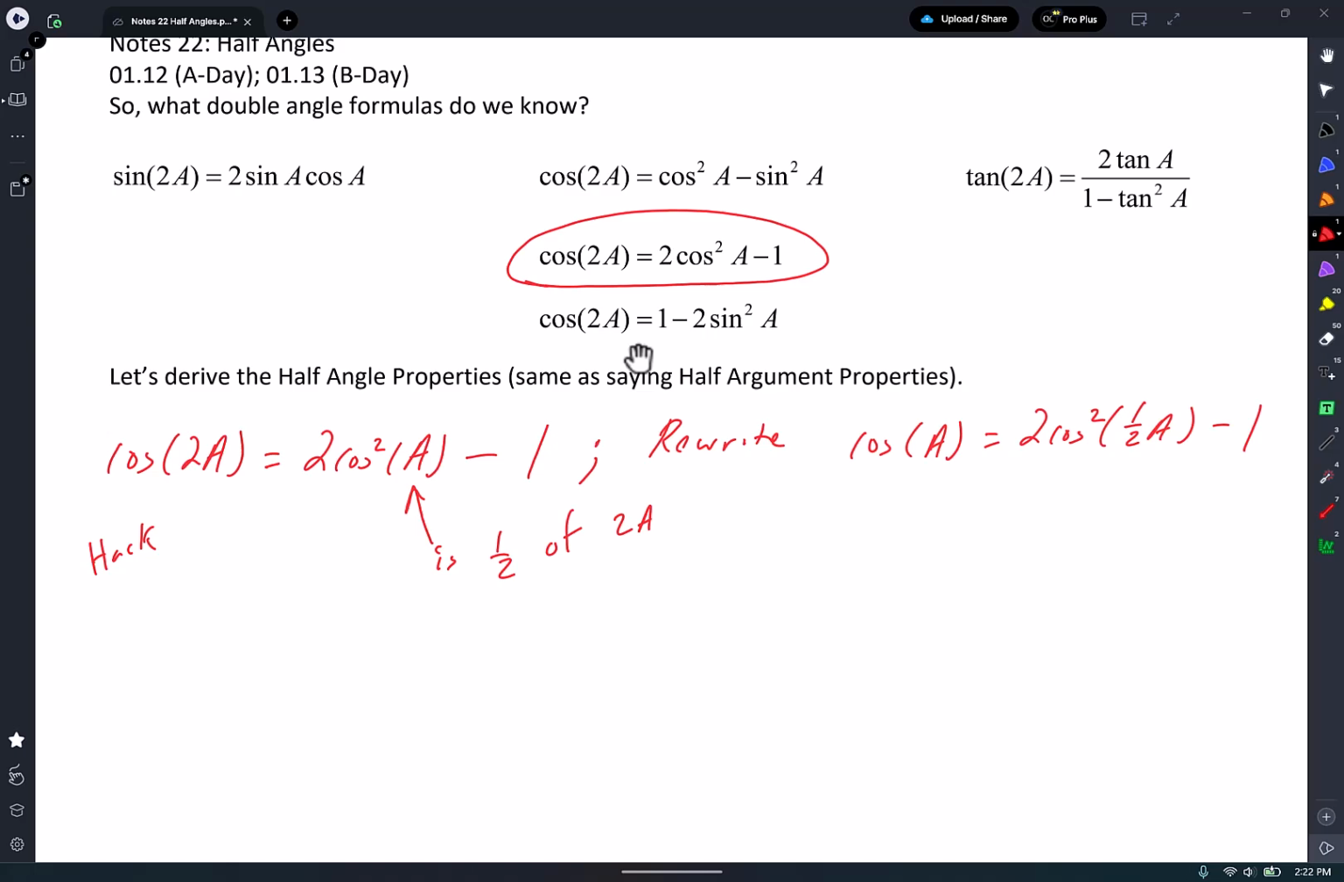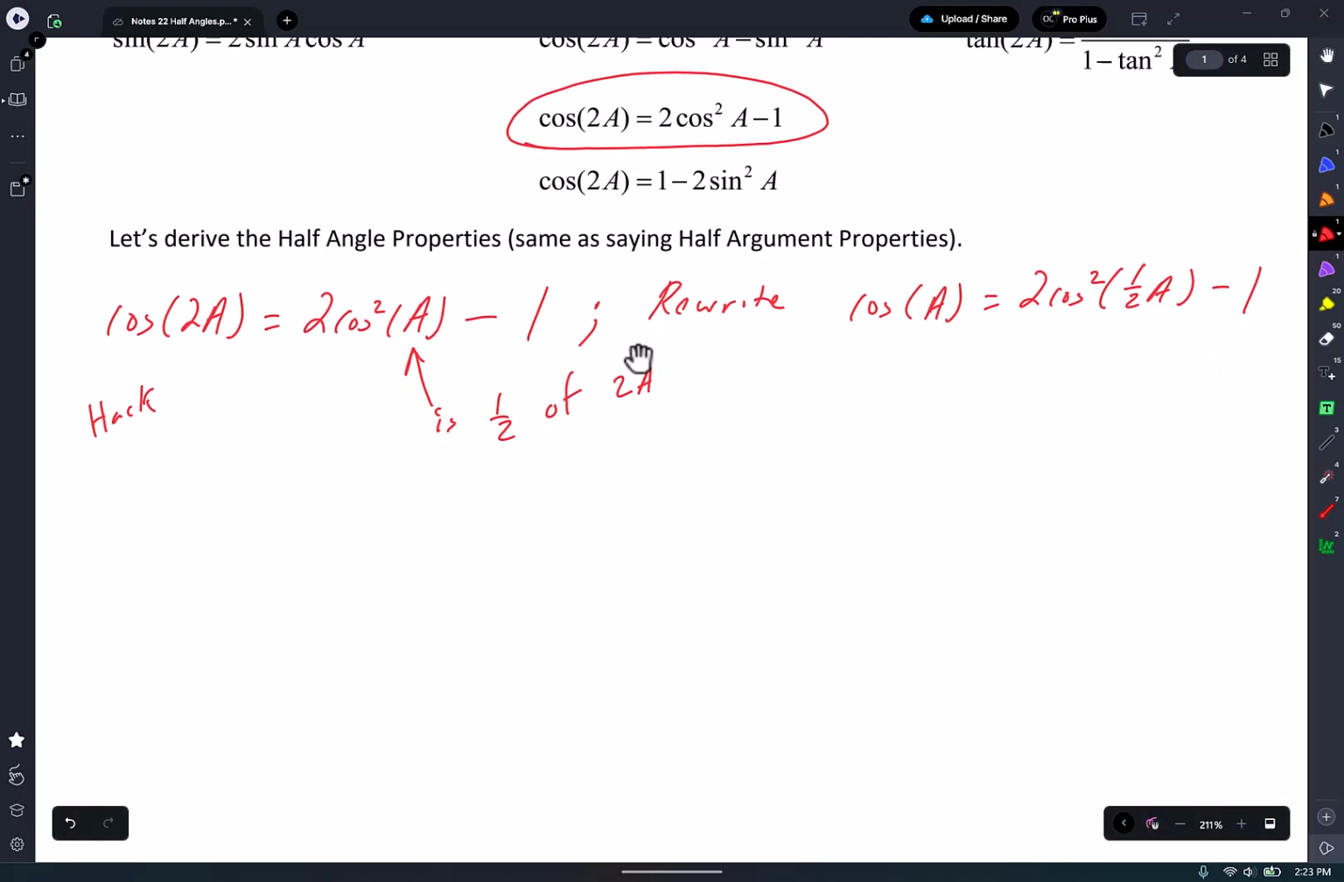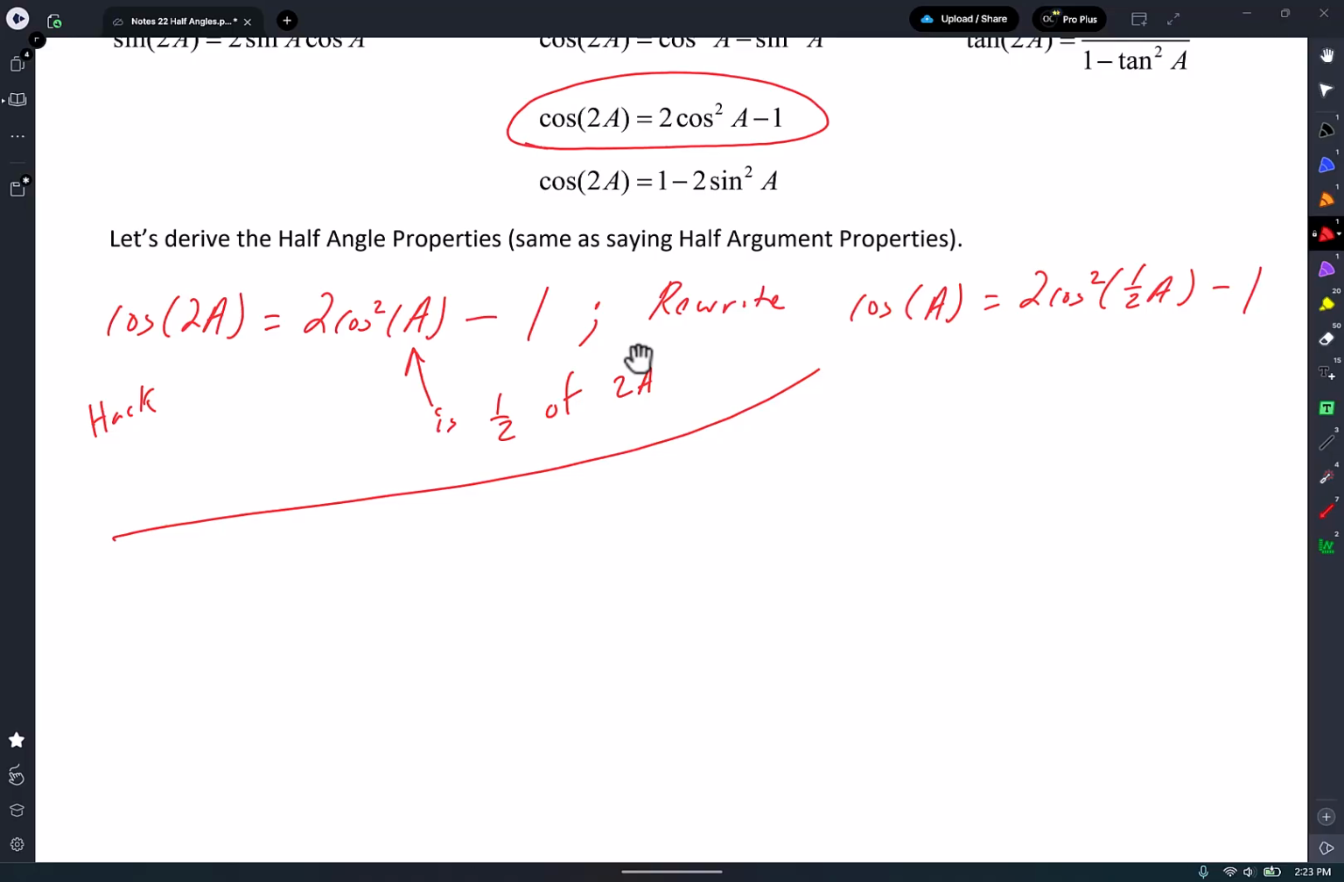Is everyone okay with what I just did? Or do we have any questions on that? All right, why did we do that? Well, because I'm going to get a formula in terms of cosine half A. So here we go. I'm going to rewrite this over here, guys, on the left-hand side. I'm going to put this on the left and this on the right. So I'm going to write 2 cosine squared of half A minus 1 equals cosine A.